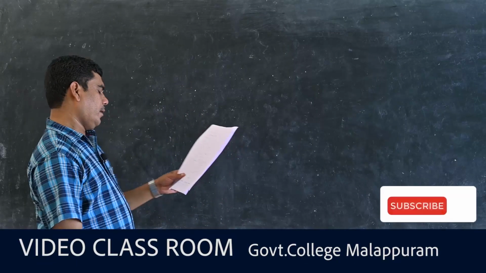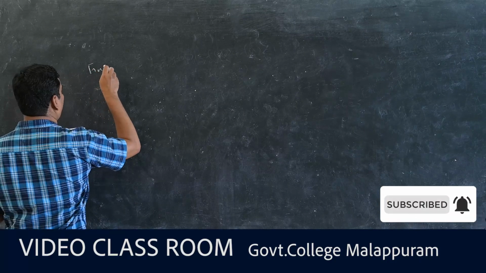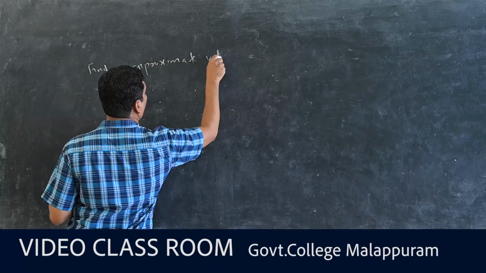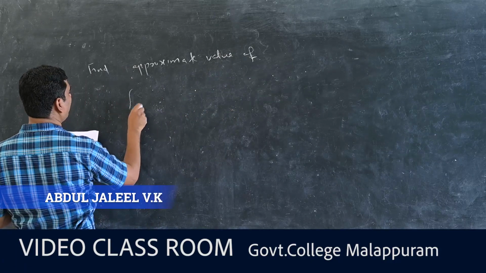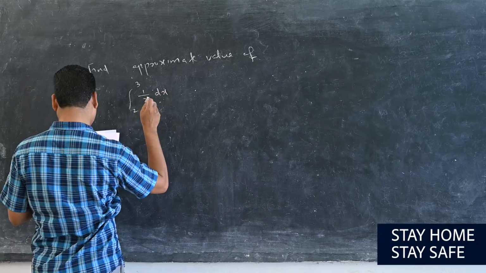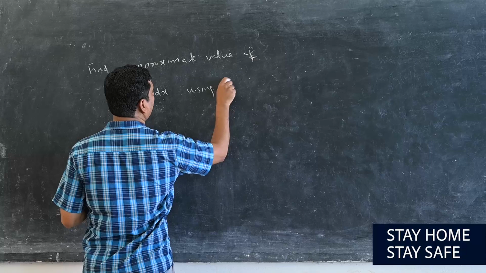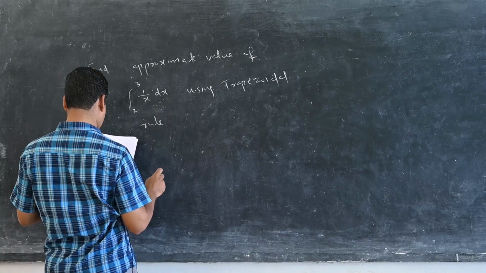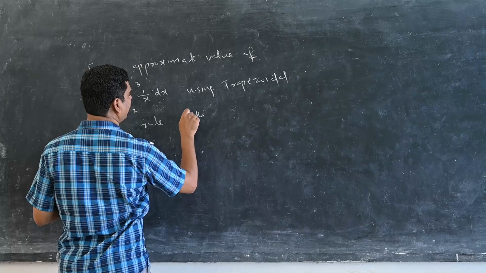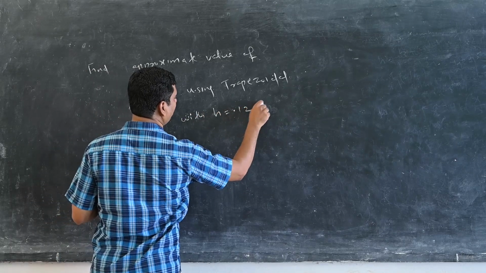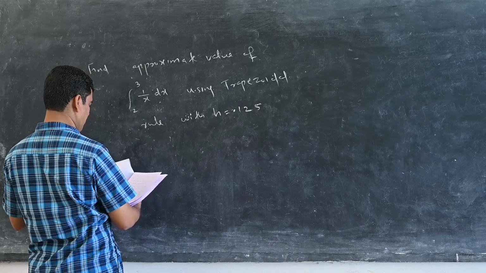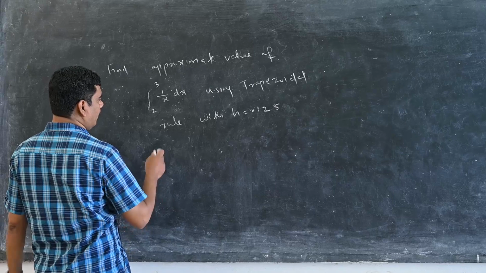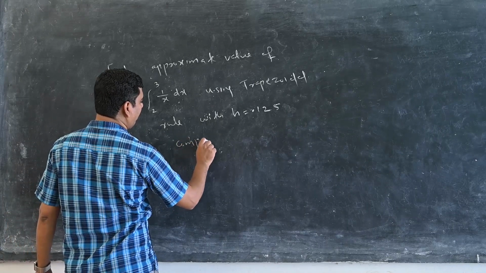Next example, find approximate value of integral 2 to 3 1 by x dx using trapezoidal rule with h is equal to 0.125. Compare with the exact value.